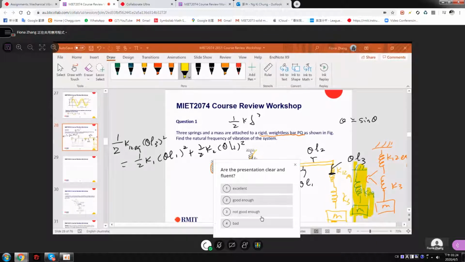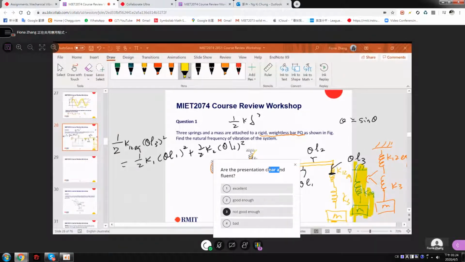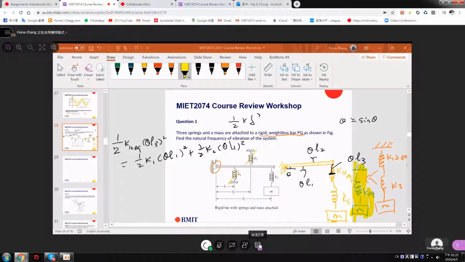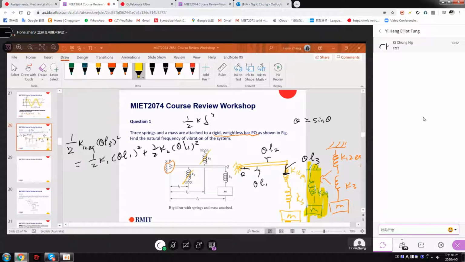This is delta for each spring. After we simplify the system to this one, K1-2 equivalent and K3 are springs in series. So we further simplify to this one, K equivalent and the mass. Now our problem comes back to how to find K equivalent.